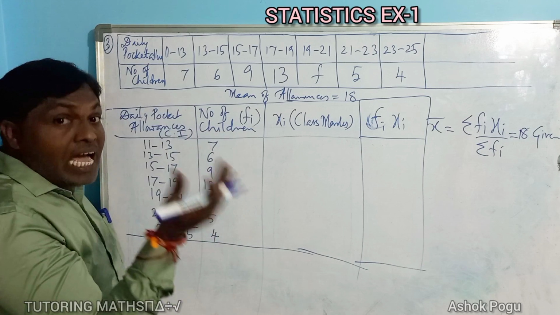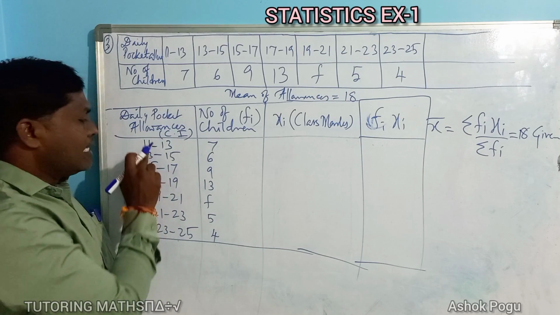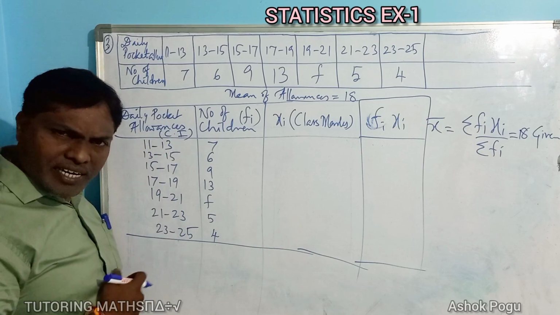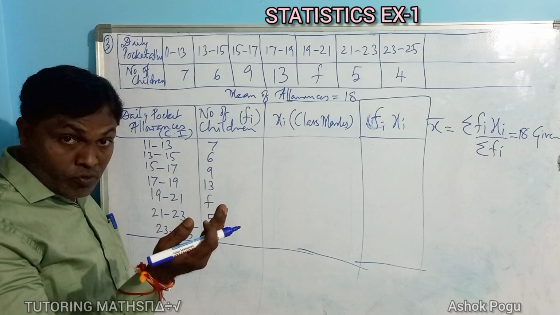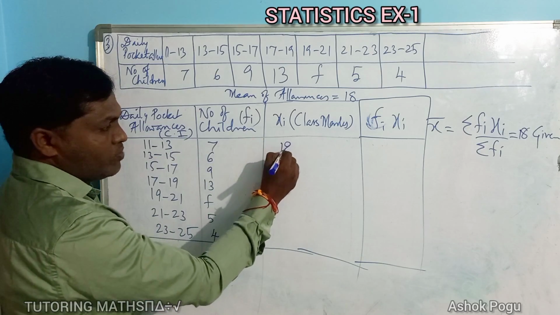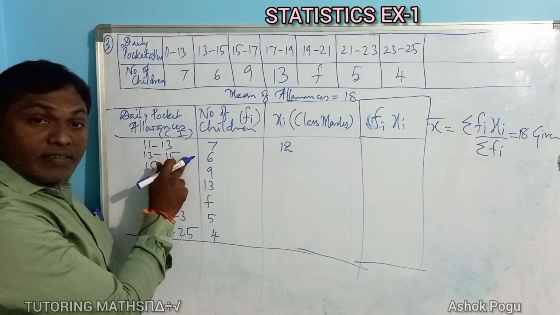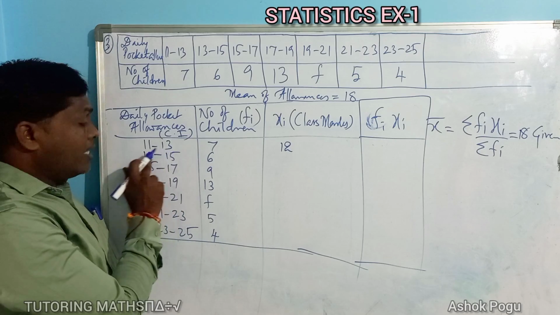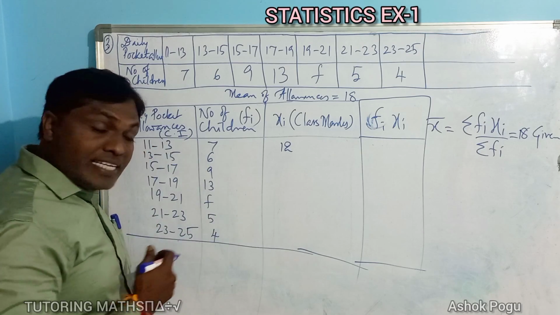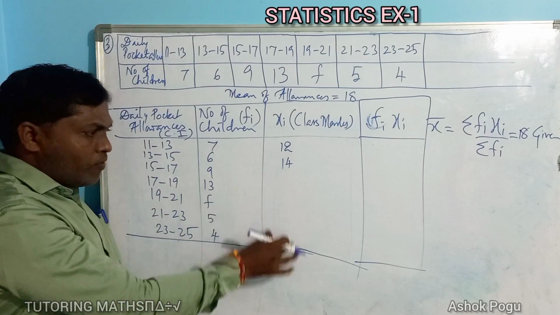That is nothing but half of the sum of the limits of a particular class. Sum 11 plus 13, that is 24. Half of 24 is 12. Next, 13 plus 15, 28. And half of 28 is 14. Yes. And you need not find the remaining.